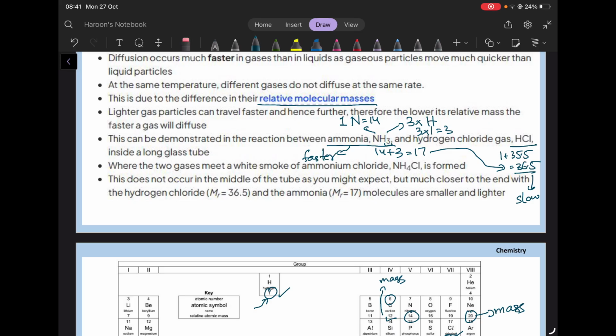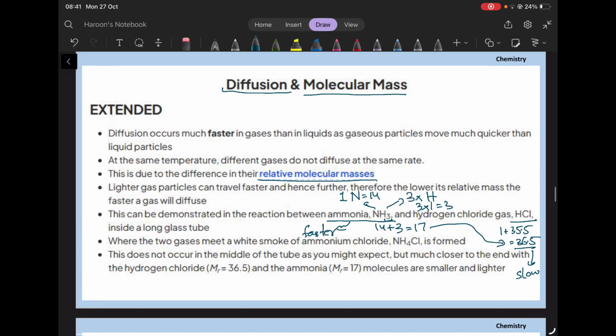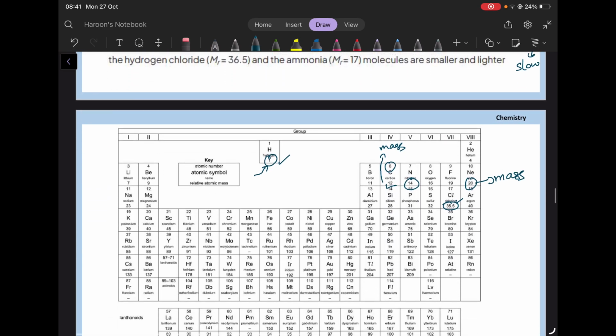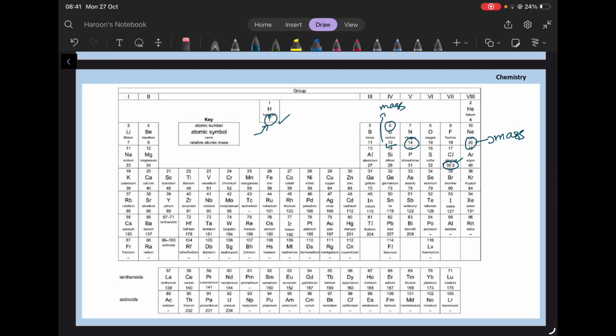So one of the things that affects the rate of diffusion, the speed of diffusion, would be its molecular mass. The lighter gases move faster, the heavier gases move slower, and we can check the masses from this particular periodic table. So for example, if you have O2, oxygen, 2 molecules of oxygen, you see mass is 16, so this would be 16 times 2 is equal to 32.